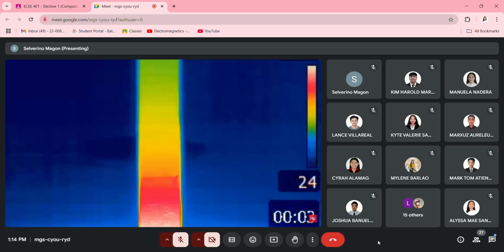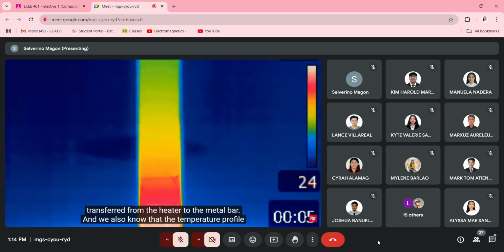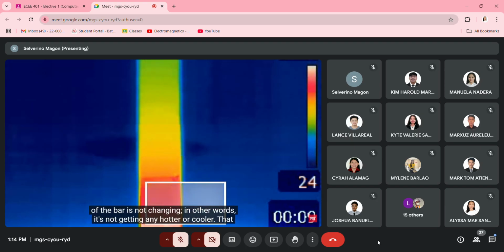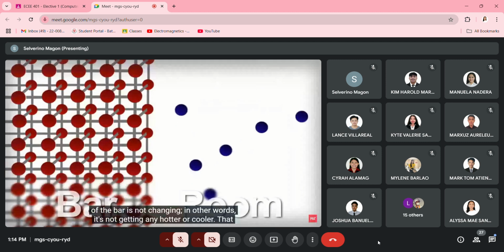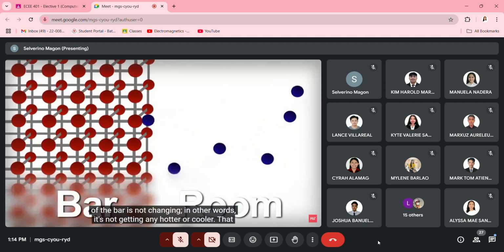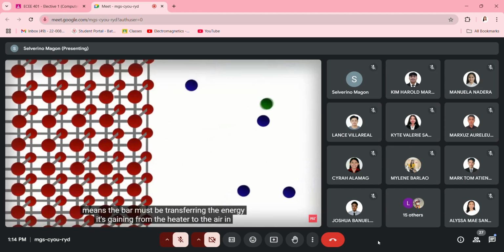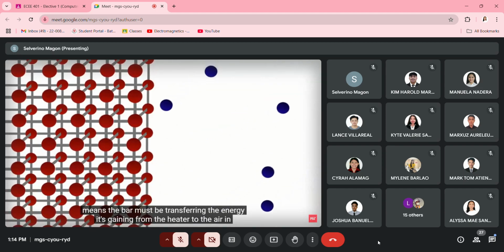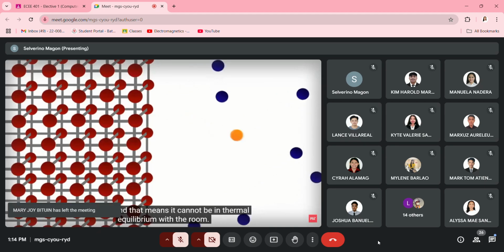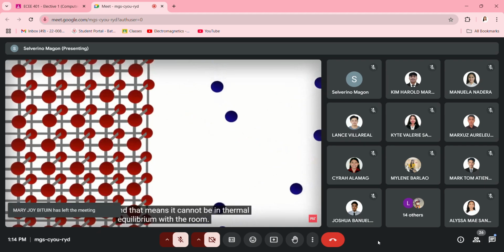We know that energy is being continuously transferred from the heater to the metal bar. And we also know that the temperature profile of the bar is not changing. In other words, it's not getting any hotter or cooler. That means that the bar must be transferring the energy it's gaining from the heater to the air in the room. And that means it cannot be in thermal equilibrium with the room.